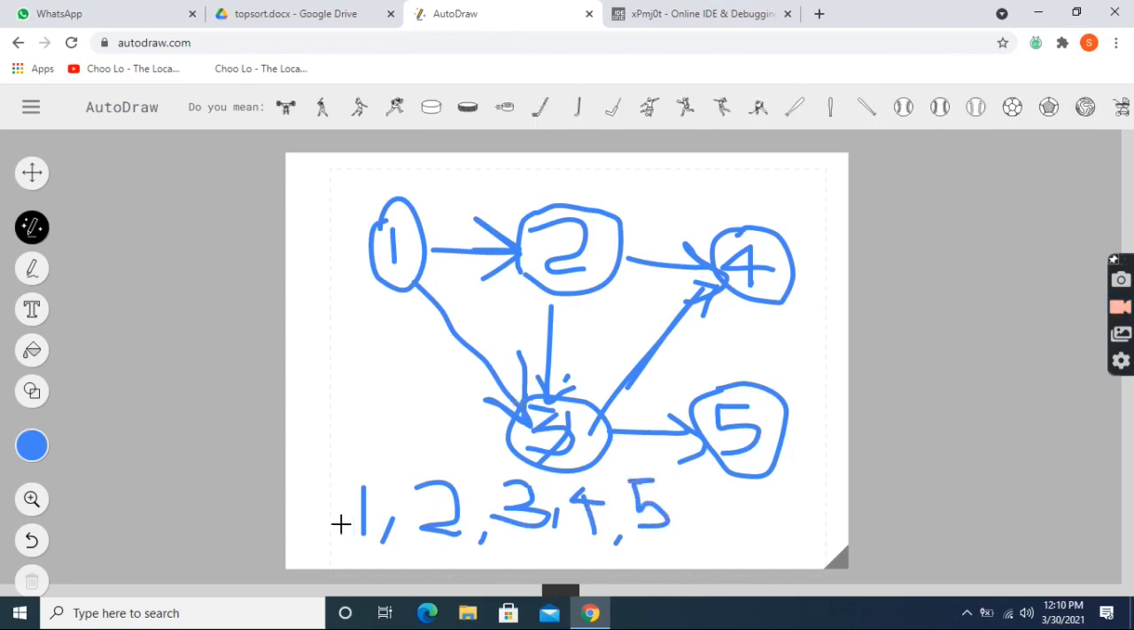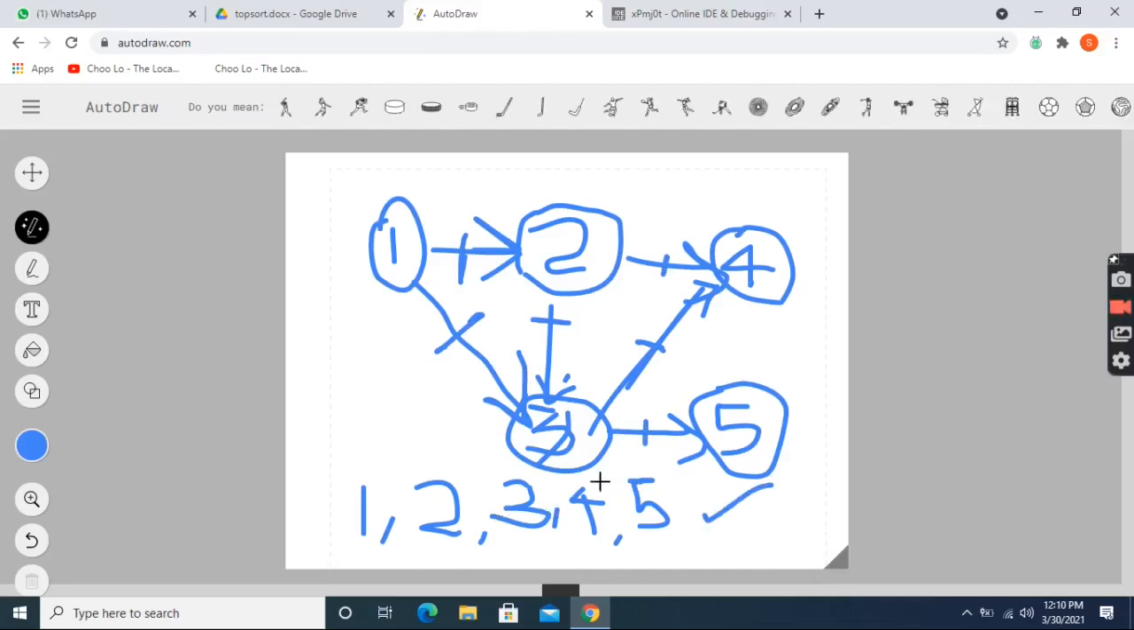So you can check for yourself that this order is a valid topological ordering because 1 comes before 2 and for this edge 1 needs to come before 2. 2 comes before 3, for this edge 2 needs to come before 3. 1 also comes before 3 and that is true for this edge. 2 before 4 for this edge. 3 before 4 for this edge and 3 before 5 for this edge. So this is a valid topological ordering.